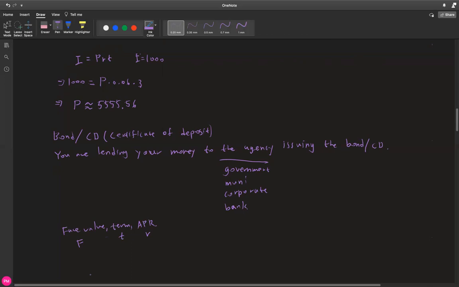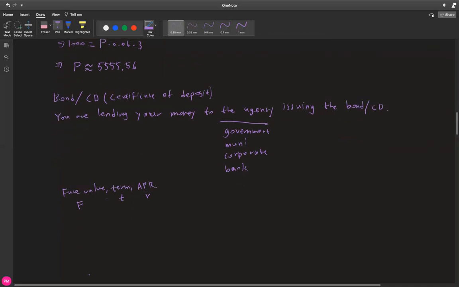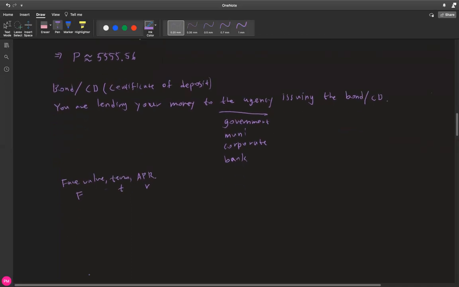And the face value is simply the money that you'll get back. Obviously, there's principal. The principal is the money that you loan to them. So let me just write the principal. So the principal is the money that you loan to them, and the term is the length that you loan the money to them, and the APR is the rate. And the face value is simply defined as the money that you actually get back.